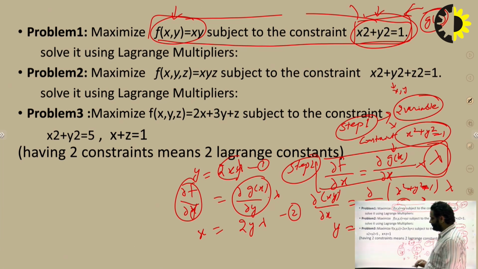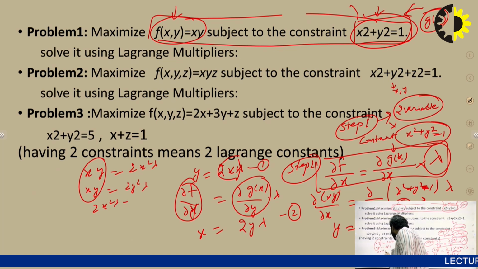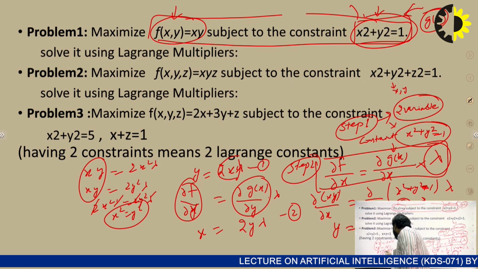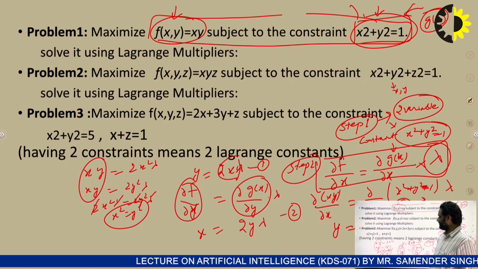On solving these two equations, we can say xy equal to 2x square lambda, and in the same way xy equal to 2y square lambda. Both are having the same value, so we can say 2x square lambda equal to 2y square lambda. Cancel lambda to lambda, that is x square equal to y square. This is our first result, that is x square equal to y square.